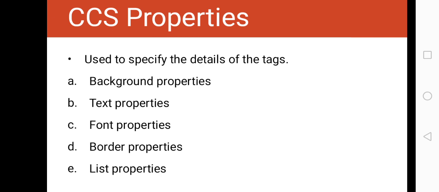Now, we will proceed to CSS properties. When we're talking about CSS properties, this is a type, or a characteristic, that can specify the details of a tag or an HTML. So you could customize a web page using CSS properties. CSS properties is divided into five. First is background, second is text, third is font, fourth is border, and fifth is list properties. There are different kinds of commands under this type of properties.